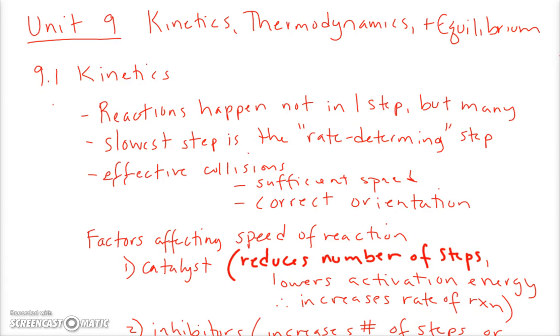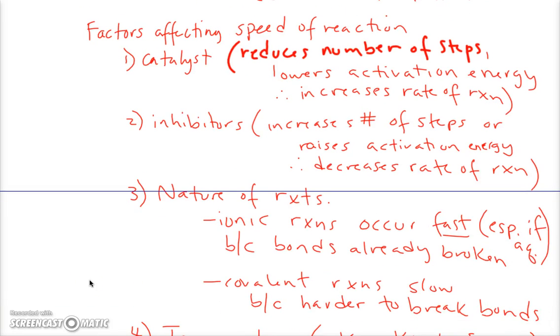Factors that affect the speed of the reaction are catalysts. A catalyst will speed up the reaction by either reducing the total number of steps that it takes to complete the reaction, or it will lower the activation energy, or maybe it'll do both. But the idea is that regardless, a catalyst will do one or the other or both, and therefore it will increase the rate of the reaction.